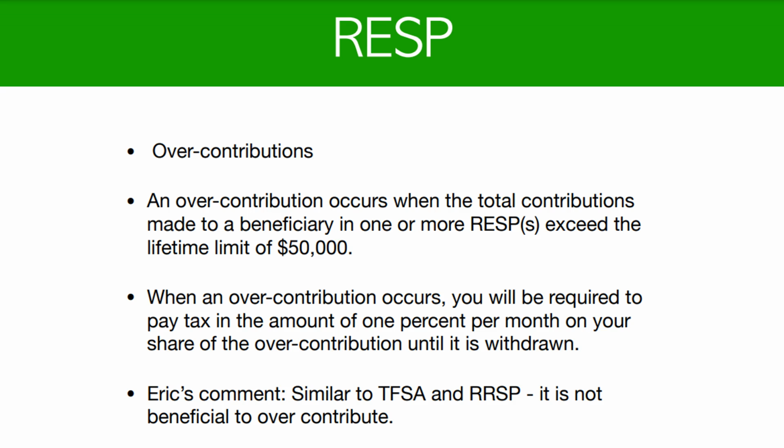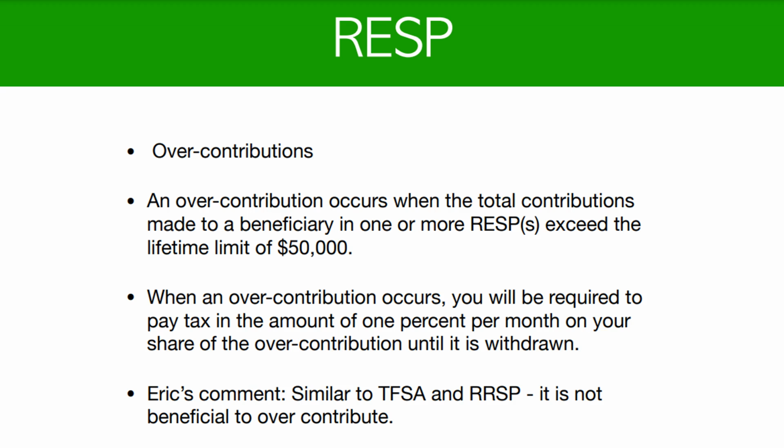Next, let's talk about overcontribution. Overcontribution occurs when the total contributions made to a beneficiary in one or more RESP accounts exceed the lifetime limit of $50,000. So as of the time I'm recording this video, make sure you don't go over the $50,000 mark. When an overcontribution occurs, you will be required to pay tax of 1% per month on your share of the overcontribution until it is withdrawn.